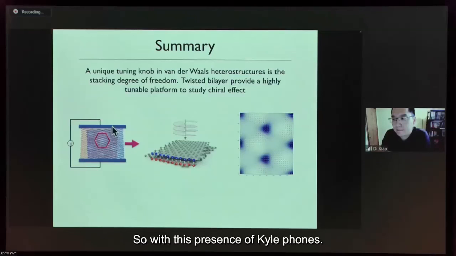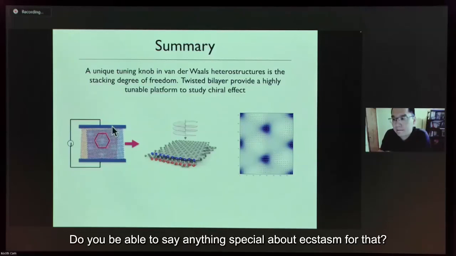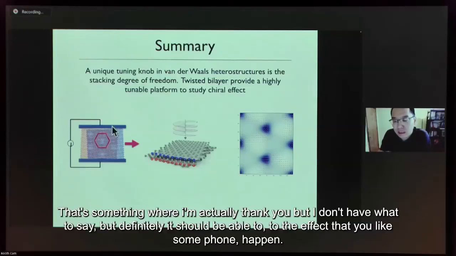Thank you for your talk. With this presence of chiral phonons, would you be able to say anything special about BCS superconductivity from the electron-phonon interaction? How that affects superconductivity? That's something we're actively thinking about, but I don't have more to say. But definitely, it should be able to affect the electron-phonon coupling. But I don't know the answer yet. Thank you.